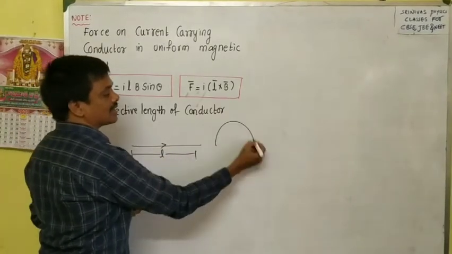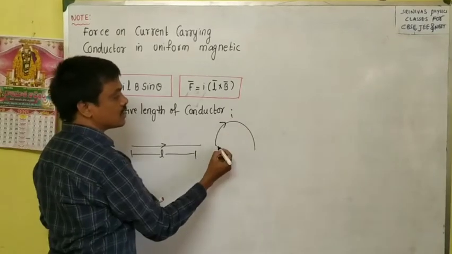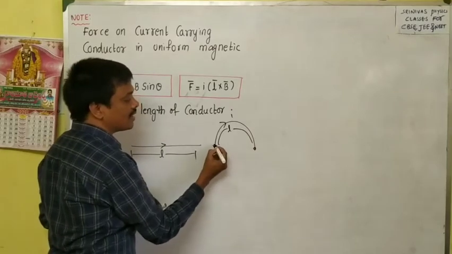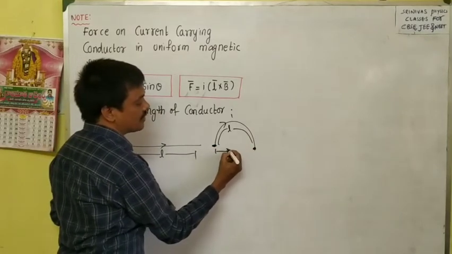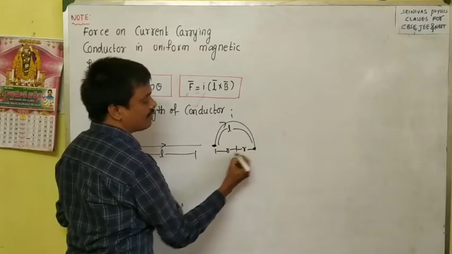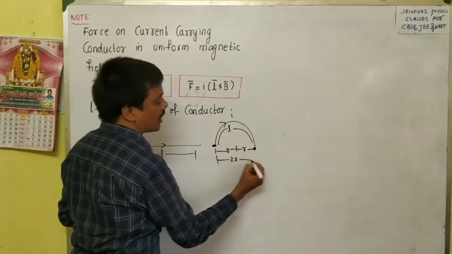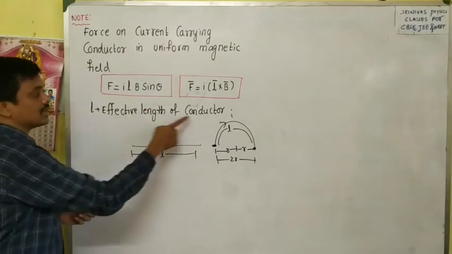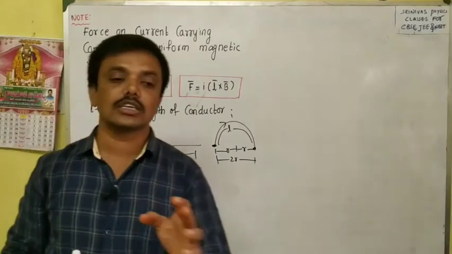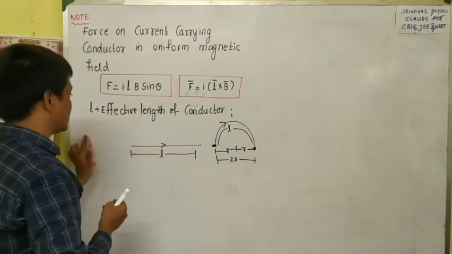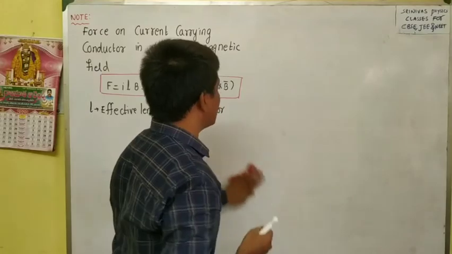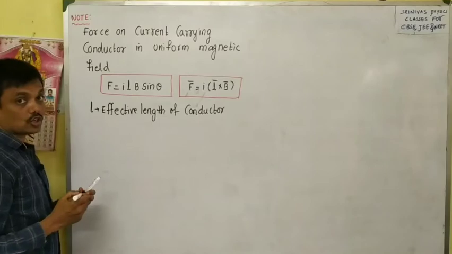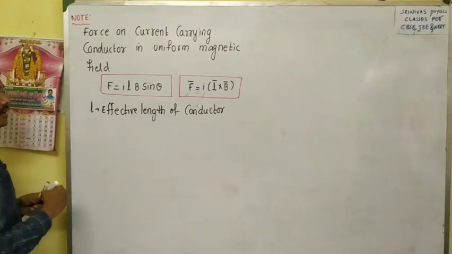But if the conductor is like this, a semicircle, in this case we cannot take the original length. We have to take the shortest distance between the initial and final points of conductor. If it is a semicircle with r radius, then we take the length of the conductor as 2r, not the original length of the wire. Right? There is a difference. Effective length is nothing but the shortest distance between initial and final points of conductor. Okay, that you have to remember. This is a very important point.